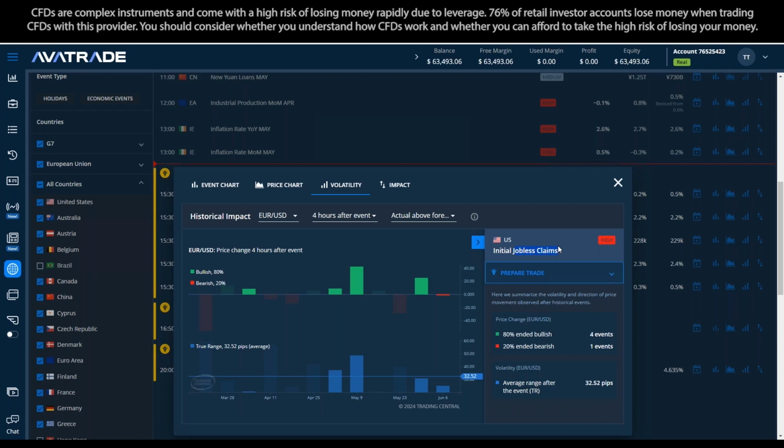And so there's no guarantee of that, but we do see on this currency pairing setup that the US dollar indeed has weakened 80% of the time in the past if this data comes in higher than expected on jobless claims.